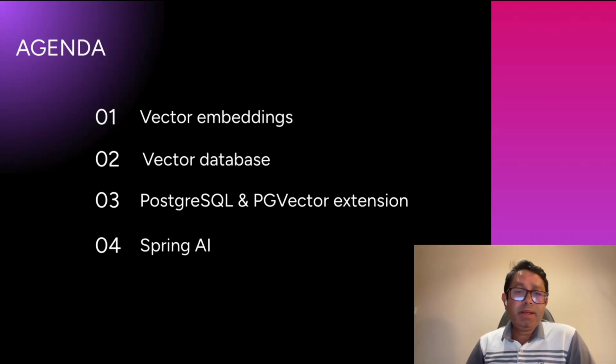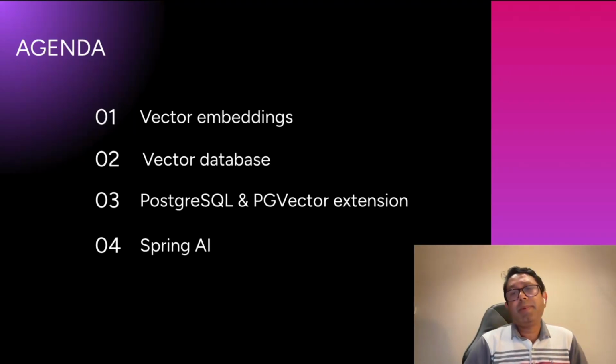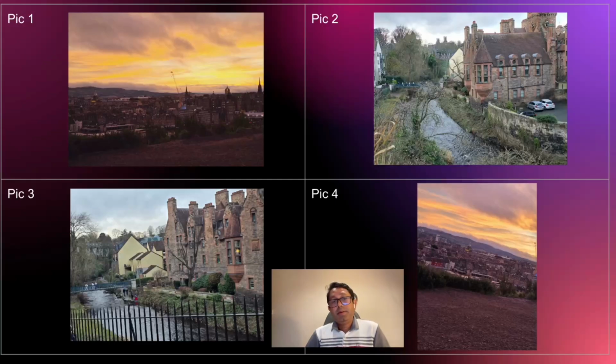So why do we even need vector database? Let's think about a practical use case. Suppose we have some beautiful pictures and we want to compare those pictures. Which of those pictures look similar? There are total 4 pictures here.